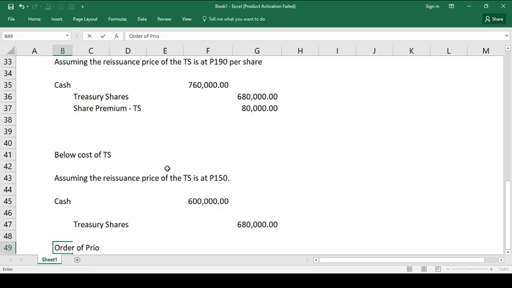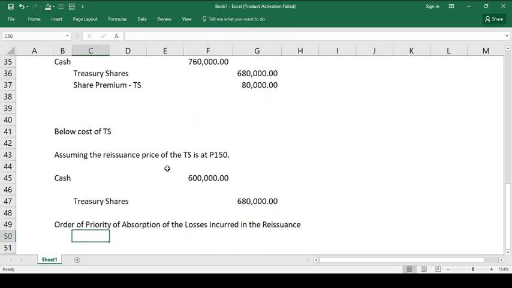Order of priority ng ano? Of the order of priority of absorption of the losses incurred in the reissuance. Take note ha. Meron po tayong order of priority. If there is a loss incurred in the reissuance of the treasury share, the loss shall be absorbed by the share premium of the treasury shares. If I have share premium on treasury shares recorded in the books, the losses shall be absorbed by the share premium treasury share.